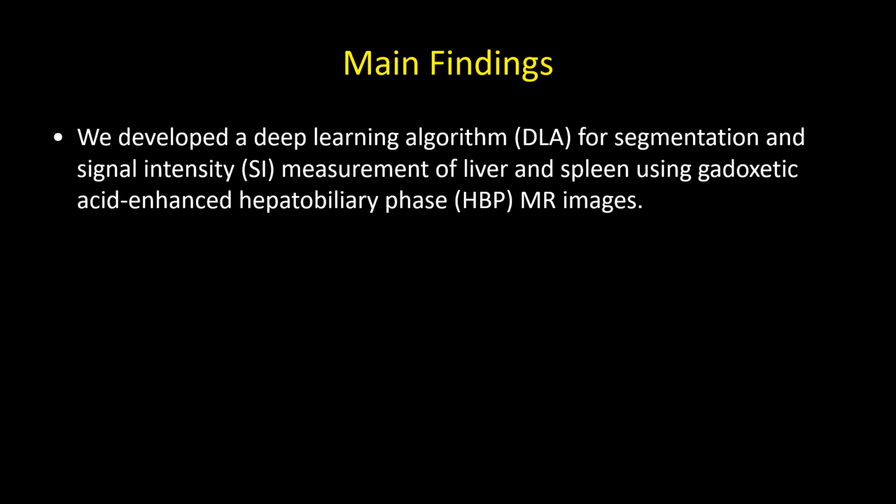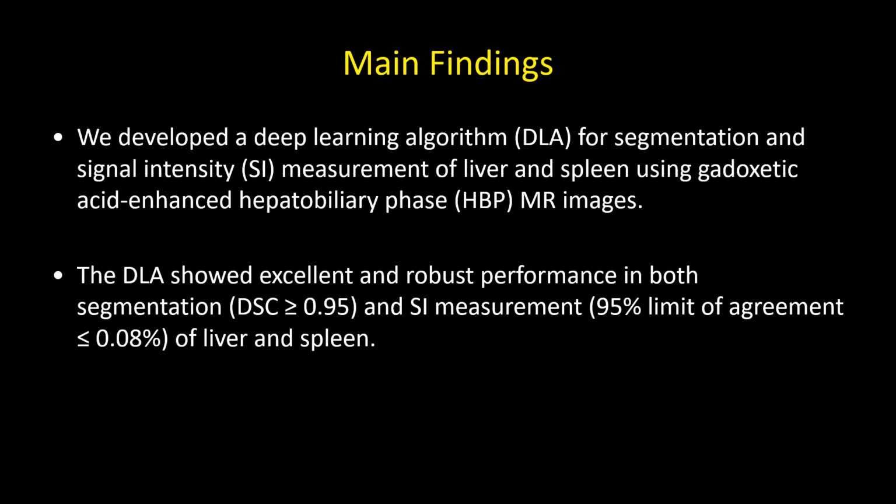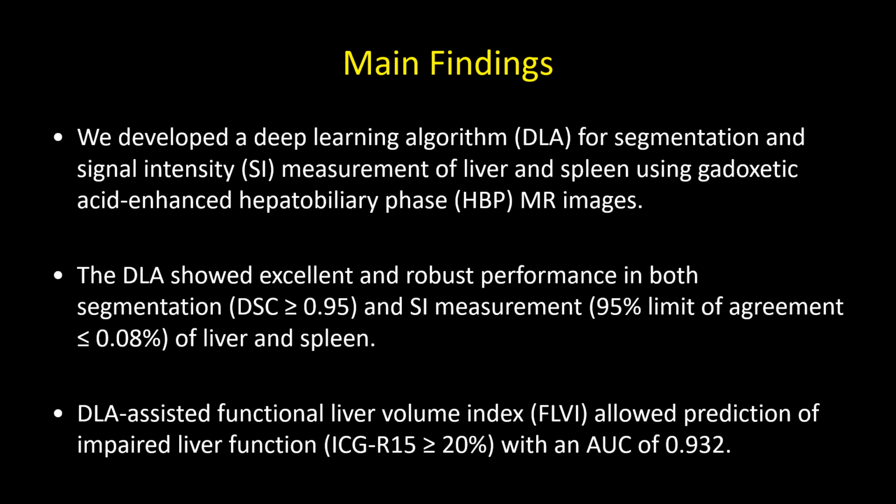The main findings of the study are: we developed a deep learning algorithm for segmentation and signal intensity measurement of liver and spleen using gadoxetic acid-enhanced hepatobiliary phase MR images. And the algorithm showed excellent and robust performance in both segmentation and signal intensity measurement of liver and spleen. By using this algorithm, we could obtain the functional liver volume index, and this index allowed prediction of impaired liver function with high AUC.